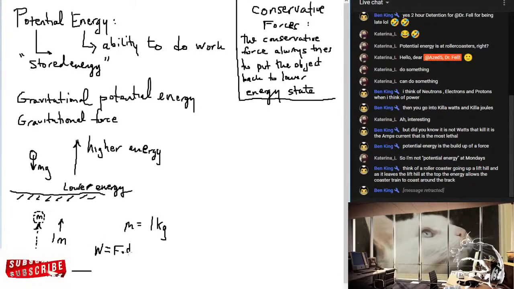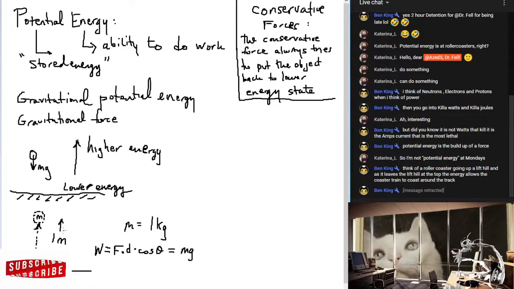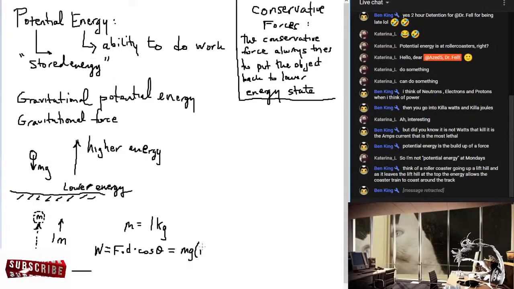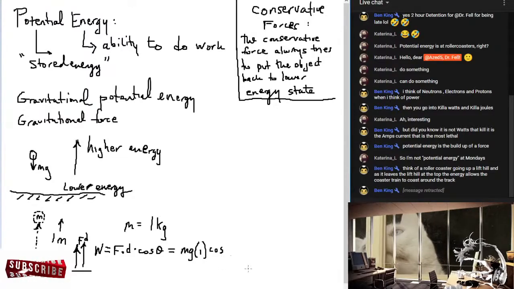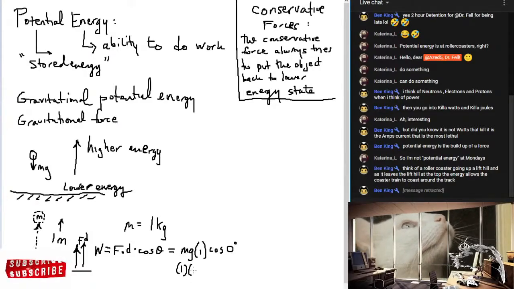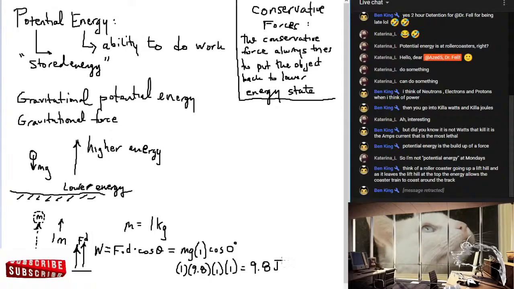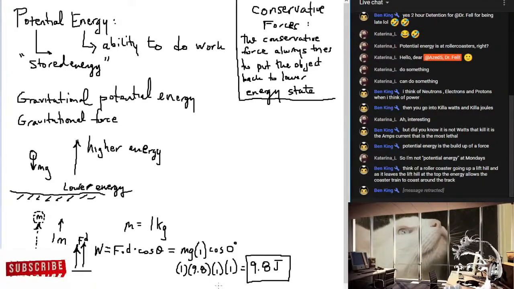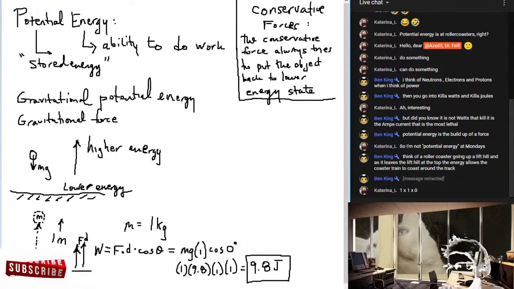Work is going to be the force times the distance times the cosine of the angle between F and D. I did this last week. So the force is going to be the weight of the mass. The distance is 1 meter. And the cosine of the angle between them, well, I'm applying the force this way and the displacement is this way. So the angle would be 0 degrees. We know mass is 1. So we know it's 9.8 times 1 times 1. So it's just 9.8 joules. That's how much energy it took. That's how much work I did to get it up to its elevation, 1 meter off of the ground.